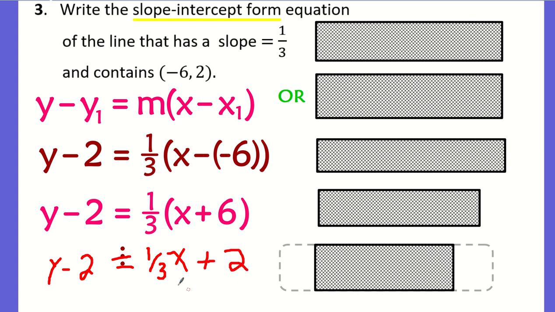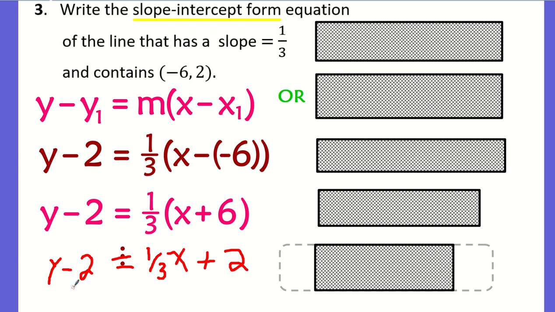That would be +2. And then you just got to finish getting y by itself, because when they say slope intercept form, another unofficial way to say that is solving for y, okay? Because slope intercept form is y equals mx plus b, where y is all by itself on the left side. So we're just pretty much getting y by itself here.